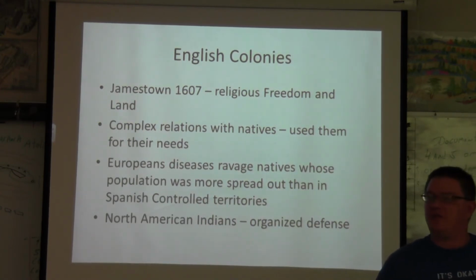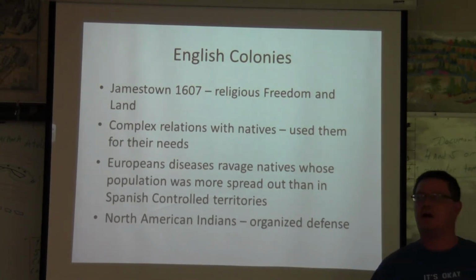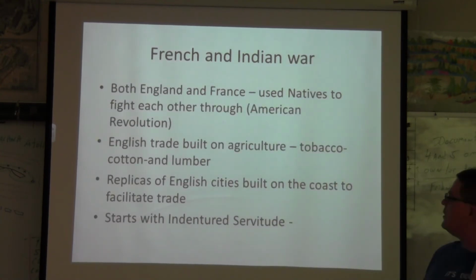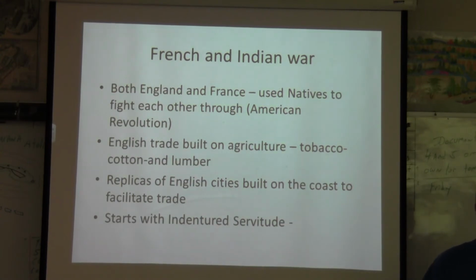They are very susceptible to European diseases, but there's also groups like the Great Iroquois League who will organize each other for defense. Both England and France will use Native Americans in the Great French and Indian or Seven Years' War, in which England will win, giving them dominance in North America.